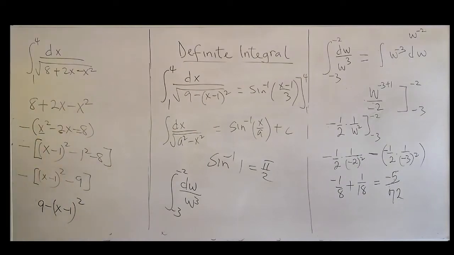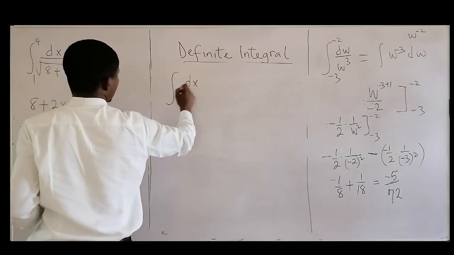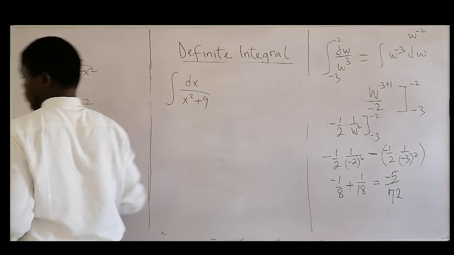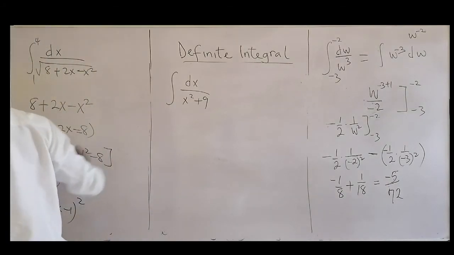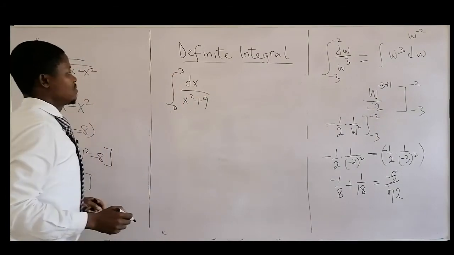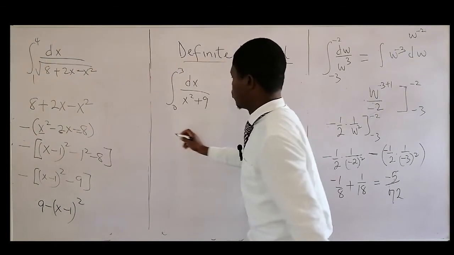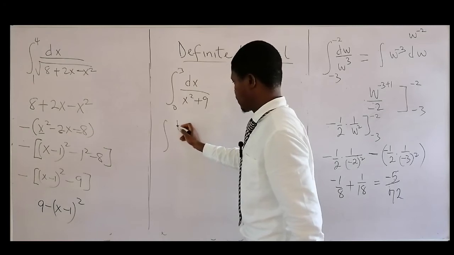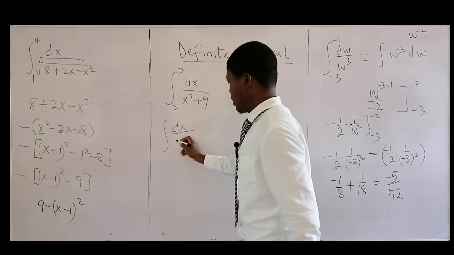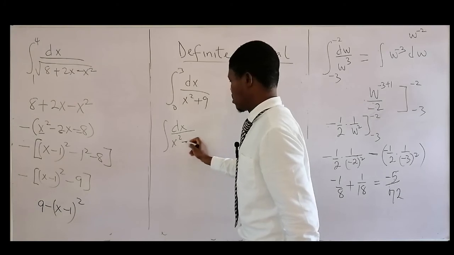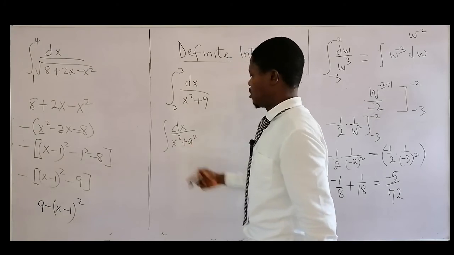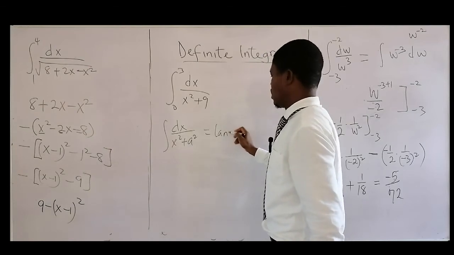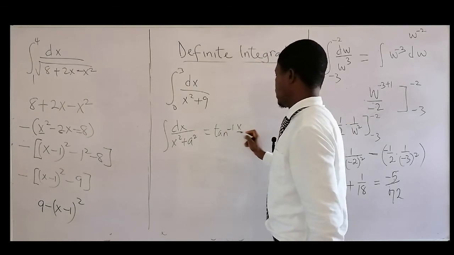Let's take one more question on this aspect. The integral of dx over x squared plus 9, from 0 to 3. This one is just one line. You don't have to waste our time. There's a table of standard forms for integration from the list. If you have something like this, probably it could be x squared plus a squared or a squared plus x squared, it's always arctan x over a.